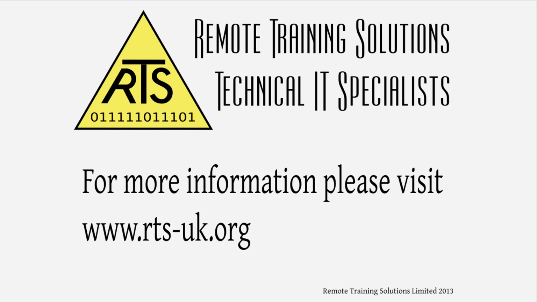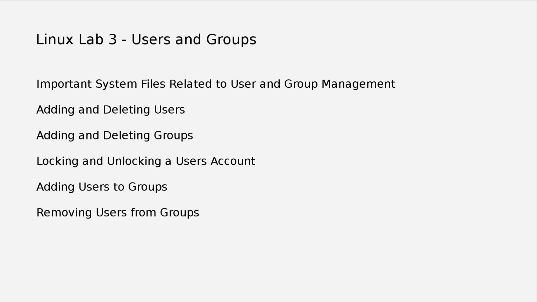So what is Linux Lab 3? In this lab we'll be looking at user and group management from the command line interface. So we'll be looking at important system files related to user and group management. These are the /etc/passwd, /etc/shadow and /etc/group files. A little bit more of that later on. We'll be looking at adding and deleting users, adding and deleting groups, locking and unlocking a user's account on the system, adding users to a group, and finally removing users from a group.